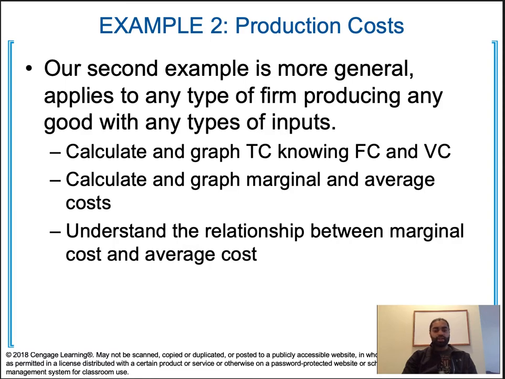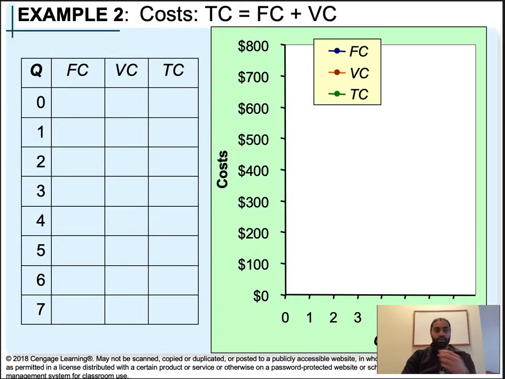So we're going to understand the relationship between marginal cost and average cost. So it's really important to know what marginal cost is, what marginal revenue is, total cost, variable cost, all the different costs that we've already looked at. So this first slide, what we're going to do is we have our cost. Total cost equals fixed plus variable.